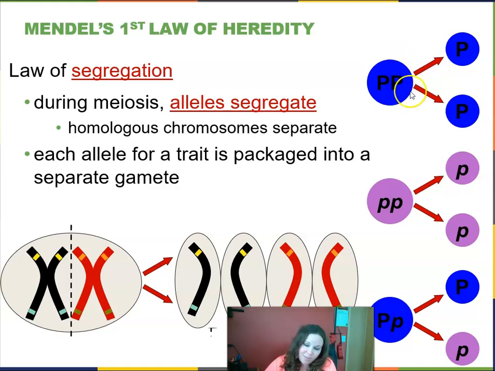Now, if you're big P, big P for this trait, it's no surprise what's going to be in your gametes. All of your gametes will have big P's. Same thing with the little p's. They separate into little p's. But if you're heterozygous, the big P separates into gametes and the little p separates. And so some of your gametes will be the big P, some will be the little p.